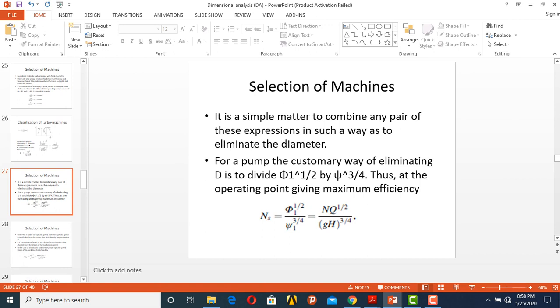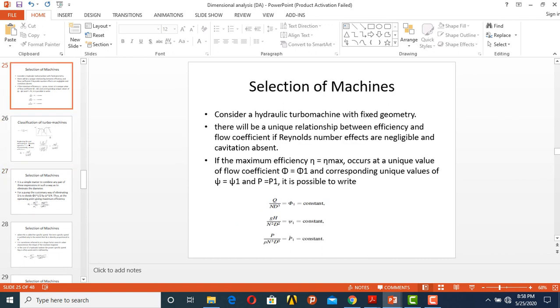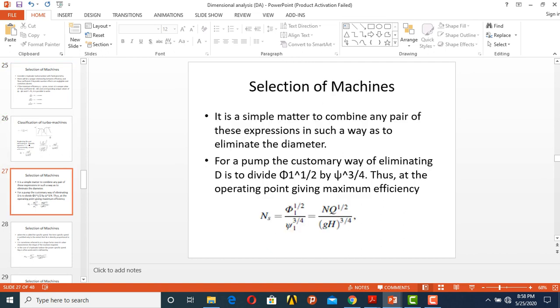So to come up with the specific speed, it's a simple matter. You just have to combine these coefficients that we have just described here: the flow coefficient, the head coefficient, the power coefficient. So for us to come up with a specific speed, we combine the flow coefficient with the head coefficient so that we can come up with the specific speed.